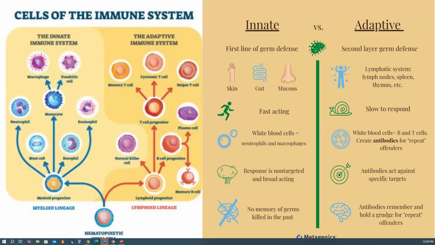The helper T cell, or we call it the general cell, they're the ones that then tell the rest of the immune cells, okay, I need B cells here or I need T cells here. For a viral infection, it's going to start telling the cells to turn into T cells.